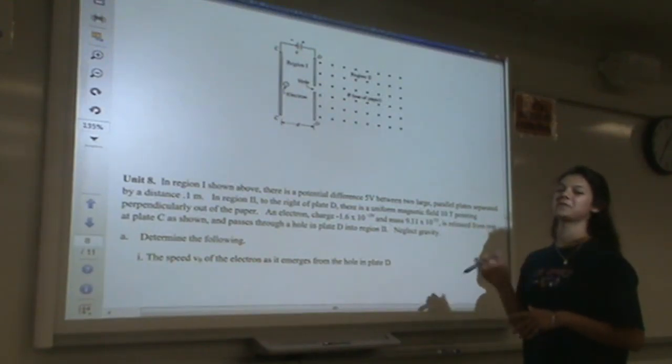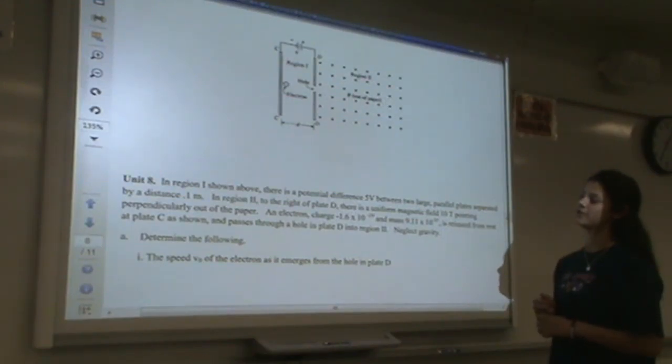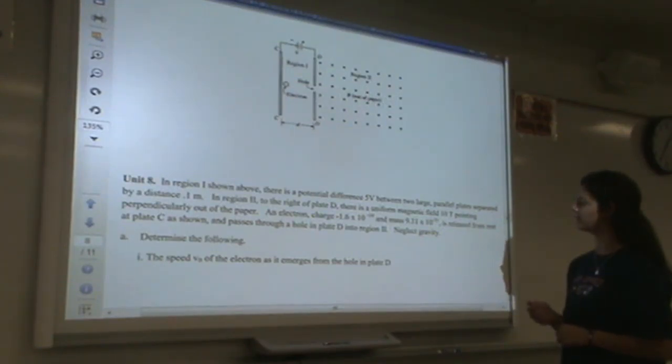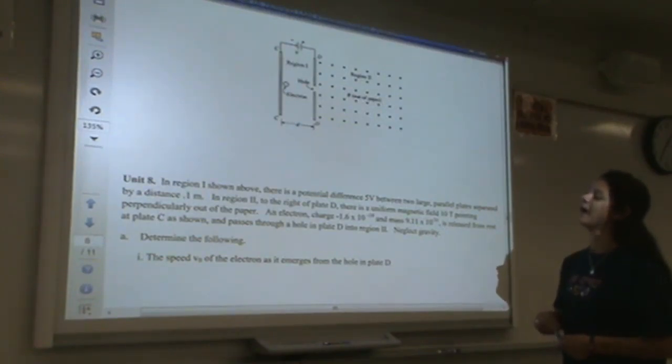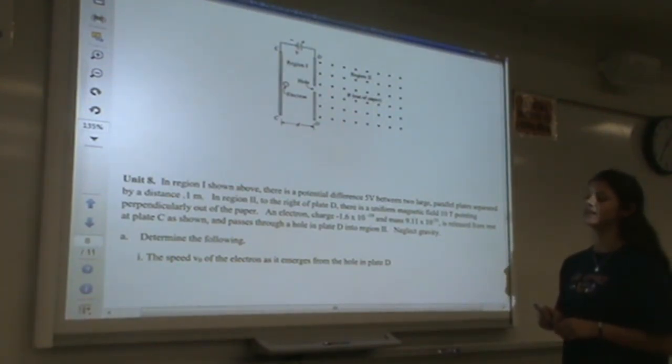Okay, this is the all or nothing quiz problem for Unit 8 magnetism. The problem is, in region 1 shown above, there is a potential difference of 5 volts between two large parallel plates separated by a distance of 0.1 meters. In region 2, to the right of plate D, there is a uniform magnetic field of 10 Tesla pointing perpendicularly out of the paper. An electron with a charge of negative 1.6 times 10 to the negative 19 power and a mass of 9.11 times 10 to the negative 31st power is released from rest at plate C as shown and passes through a hole in plate D into region 2.